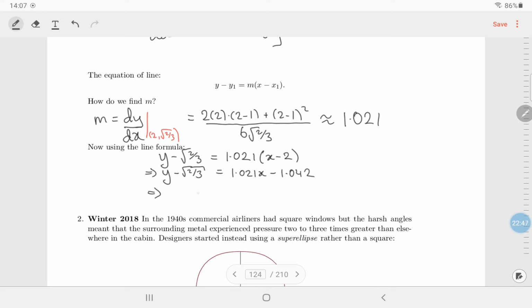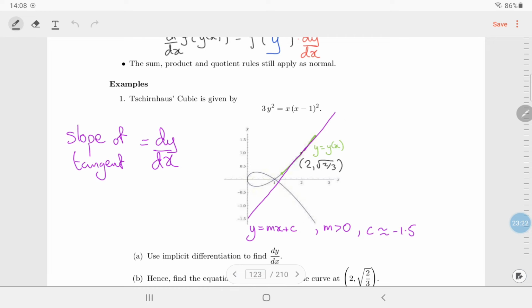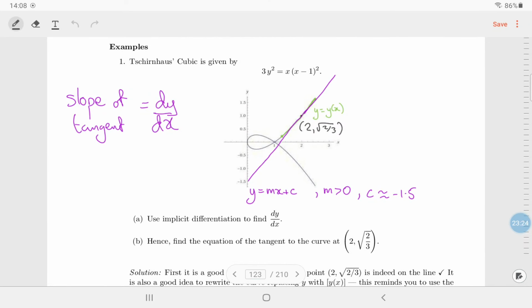Okay, we'll just keep going there, and so we'll add that square root to both sides. So we end up with y is equal to 1.021x, and so minus, sorry, I knew I did something stupid there. This should be 2.042. So I have minus 2.042, and I'm adding the square root of 2 over 3 to both sides. So I'm getting minus 1.2256. So I'm not quite at minus 1.5, but not far off either. So I've drawn it a bit too steep.